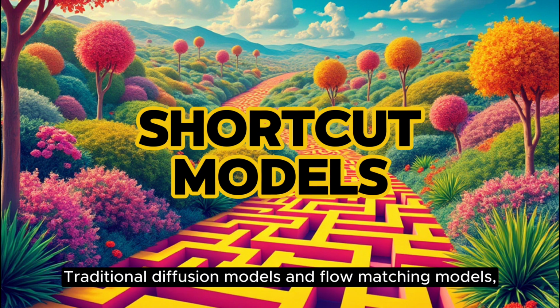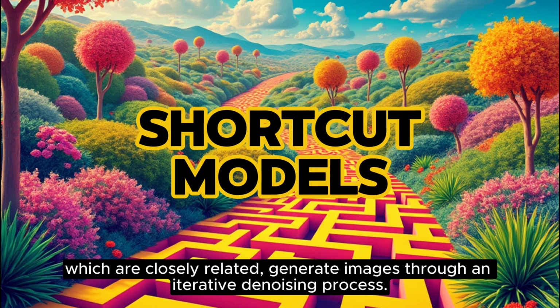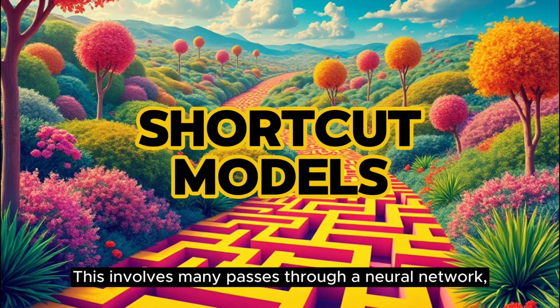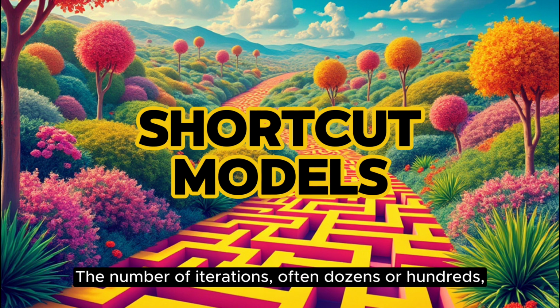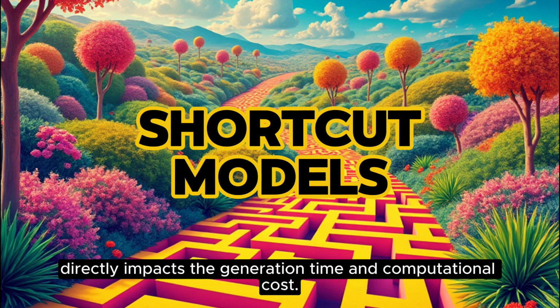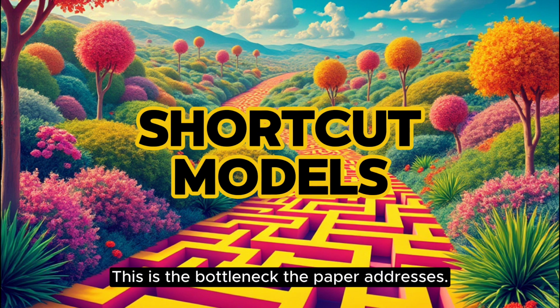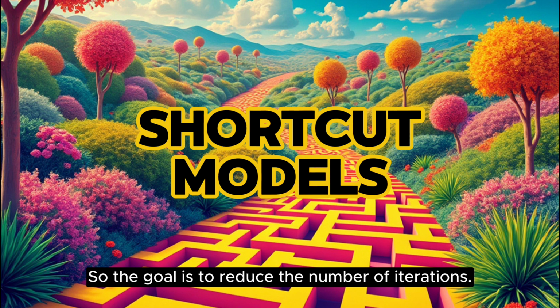Traditional diffusion models and flow matching models, which are closely related, generate images through an iterative denoising process. This involves many passes through a neural network, each refining a noisy image progressively towards a realistic sample. The number of iterations, often dozens or hundreds, directly impacts the generation time and computational cost. This is the bottleneck the paper addresses. So the goal is to reduce the number of iterations.